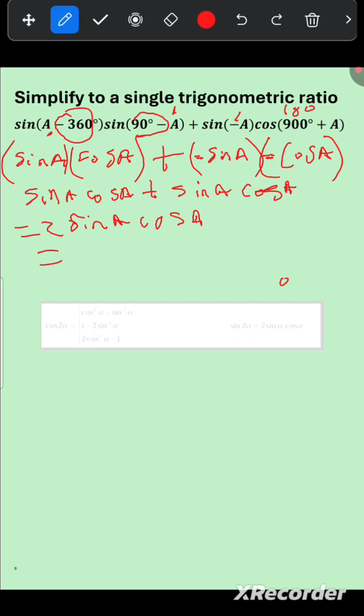Then this relates to the double angle identity of sine. So this is the same as sine 2A. So in this way, I've simplified it.